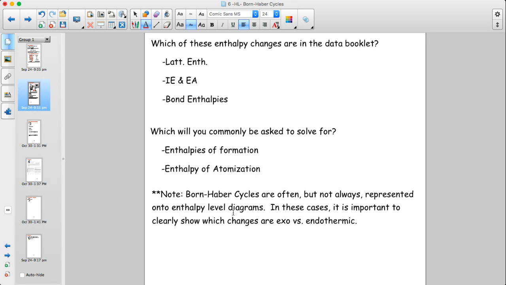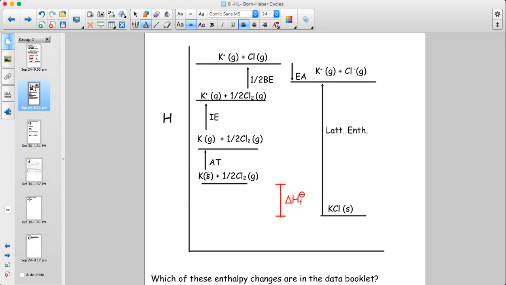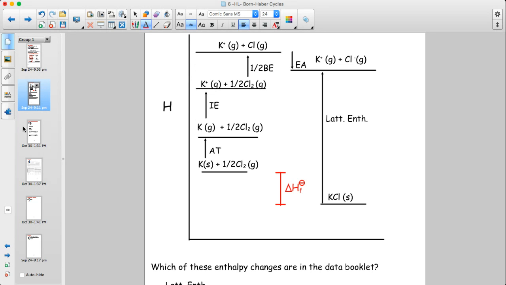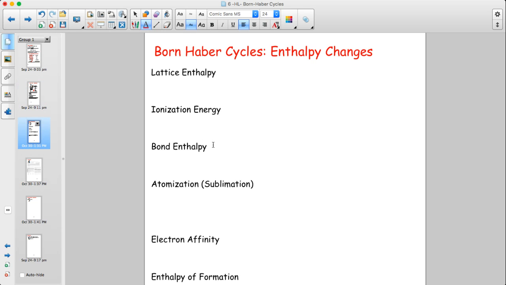So, Born-Haber cycles are often but not always represented on enthalpy level diagrams. If it is, like in this example, it was important that I drew the arrows pointing in the right direction for endo- and exothermic. So it's important to know which of the enthalpy changes are technically endothermic: atomization, ionization energy, bond enthalpy, and lattice enthalpy, and which are exothermic, and so that's formation and electron affinity. Yeah, there's a lot going on here, but if you do a few practice problems, you realize that they're all kind of the same. You just have to keep all the players organized.